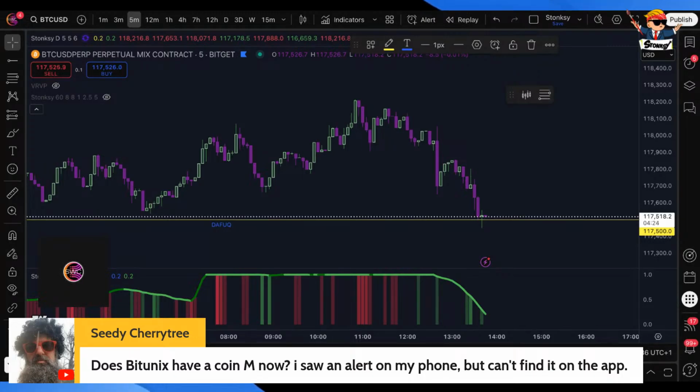Oh, I saw an alert on my phone, but I can't find it on the app. I don't know, to be honest. I can have a look on my other computer. I haven't seen anything like that. Let me just have a look on the actual browser. I know you guys can't see that.